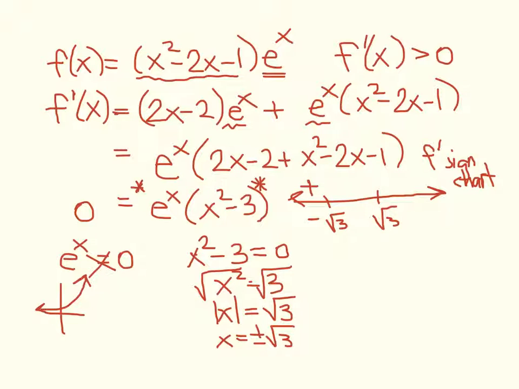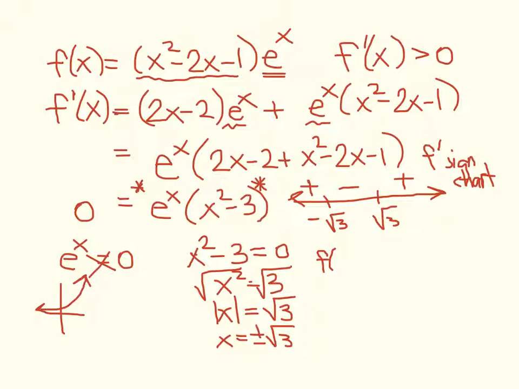Now let's plug in 0. Well, 0 minus 3 is negative 3 times a positive, so it's negative. And if we substitute a positive number, we're going to get positive. So we can see that this function is increasing on two intervals. So we would give a full explanation here.